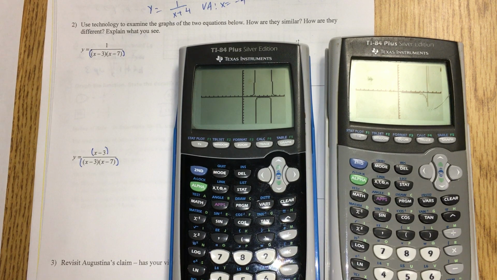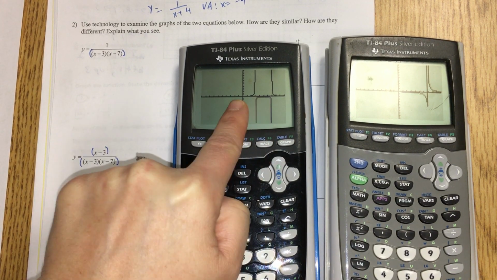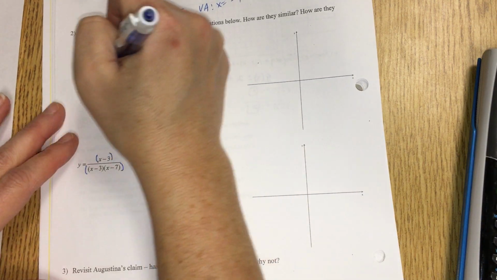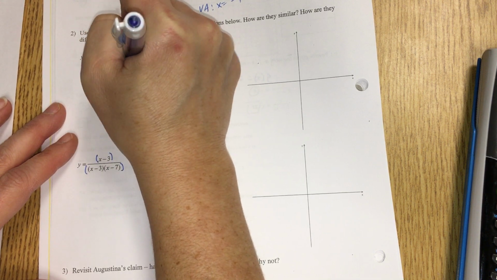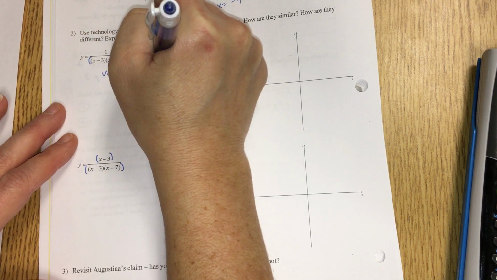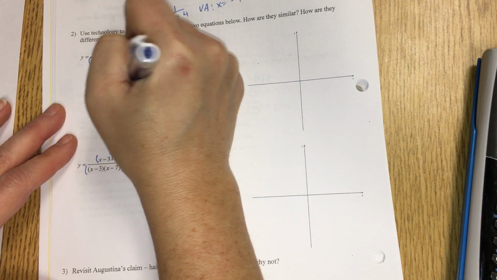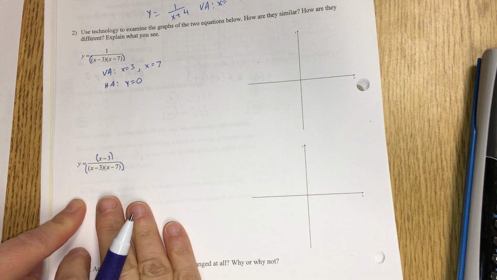Now I notice my first graph indeed does have 2 vertical asymptotes at 3 and at 7, but my second graph only has a vertical asymptote at 7. So I'm going to put my calculators off to the side for a second, and I'm going to just make some notes. Here I have a vertical asymptote at x equals 3 and x equals 7. I also have a horizontal asymptote at y equals 0. For this function, we're going to wait on this guy for a second.